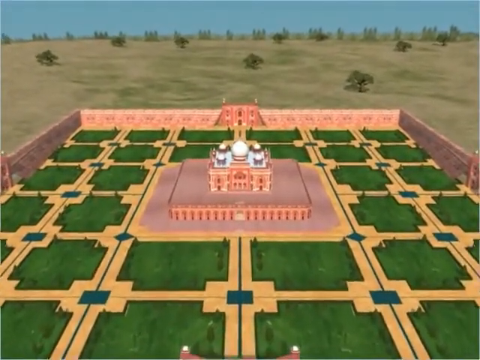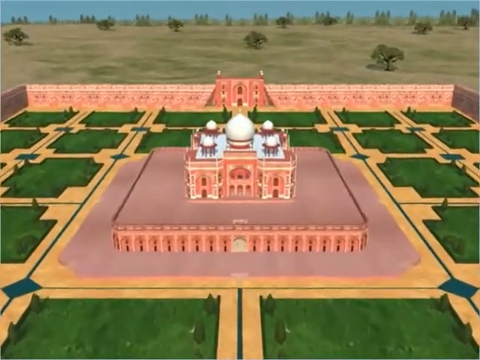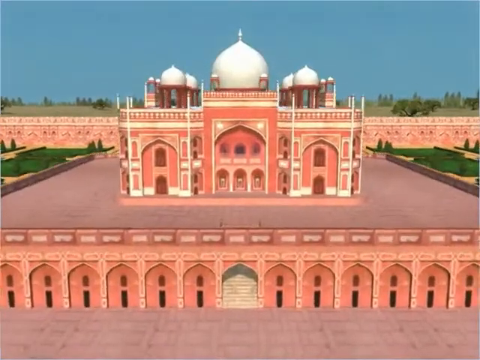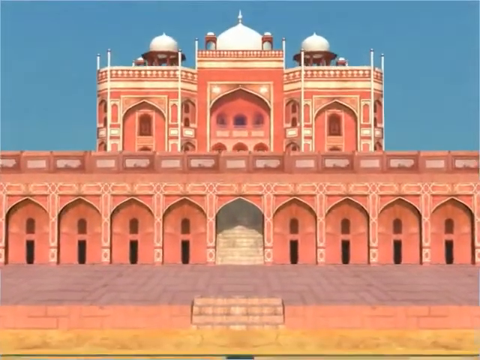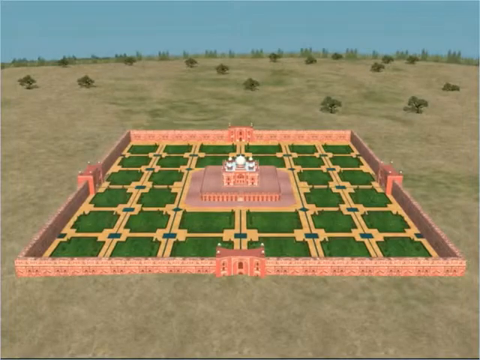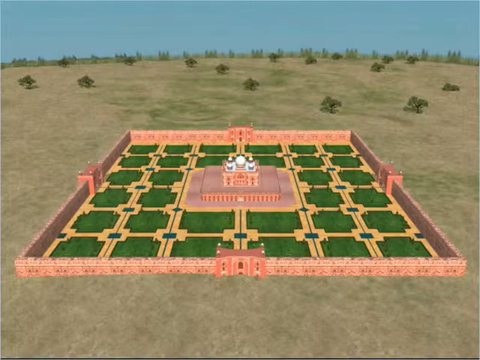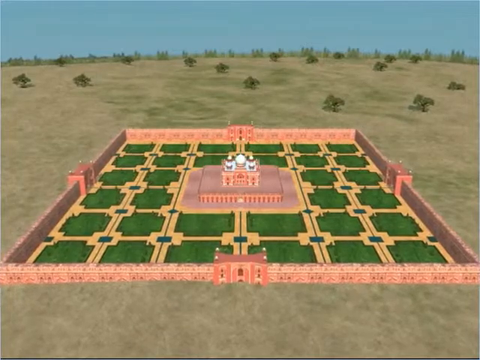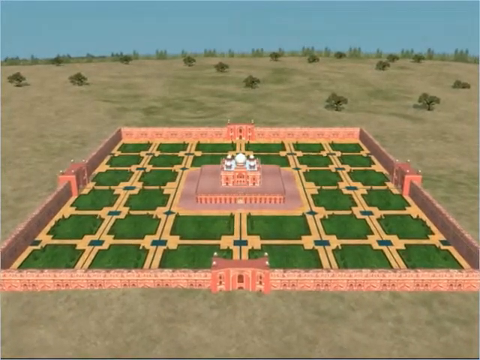The building is located in the center of a garden. The building stands on a plinth and is constructed of red sandstone with inlay decorations in white marble. The garden follows the Chahar Bagh pattern. In this pattern, the garden is divided into 4 quadrants separated by artificial waterways. This pattern was introduced by the first Mughal emperor Babur. A Chahar Bagh is usually located on a river bank.